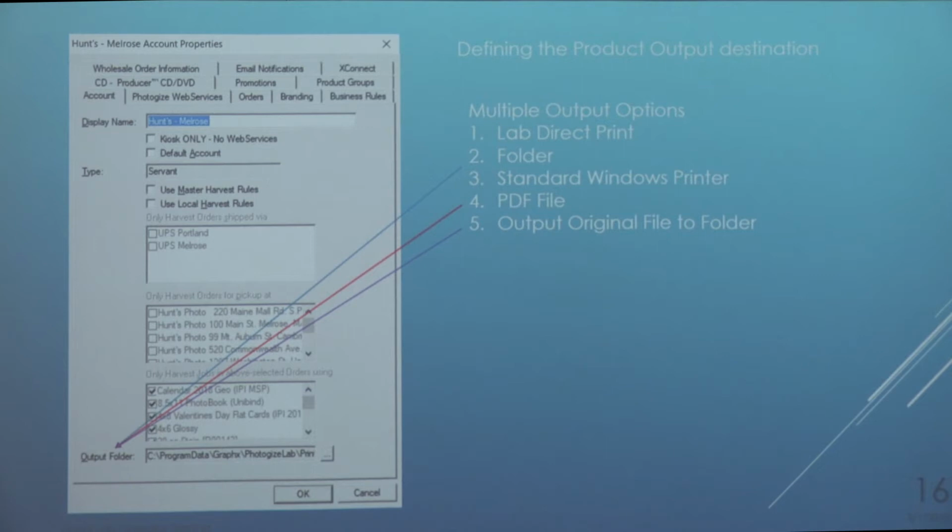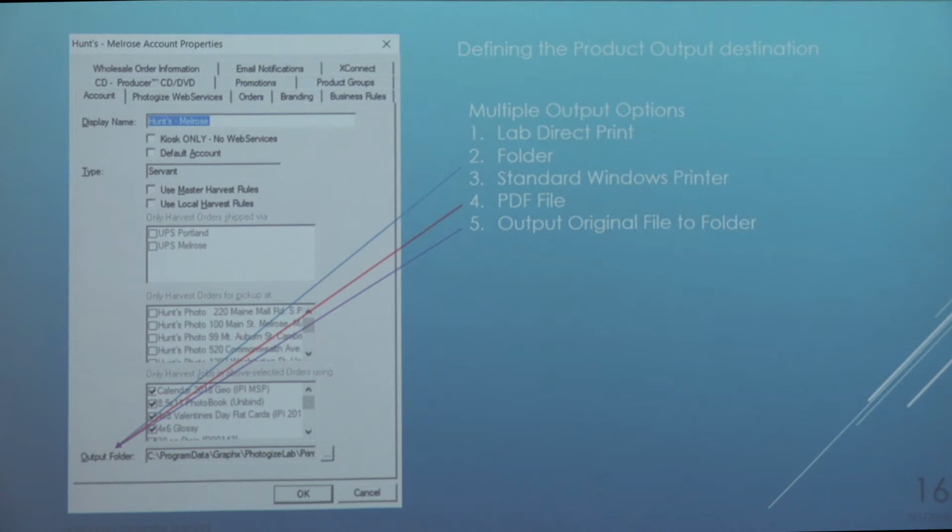The second is a folder. It'll put the order out in the folder. The third is the standard Windows printer. You can actually print to your local Epson, whatever, through that. The fourth is you can send it out to a PDF file. Many customers use that for double-sided because they didn't have the feature on the machine they needed, so they'd put it out to a PDF and then carry it. So it creates an actual PDF file. They also use it for books. And the other is output original file to folder.